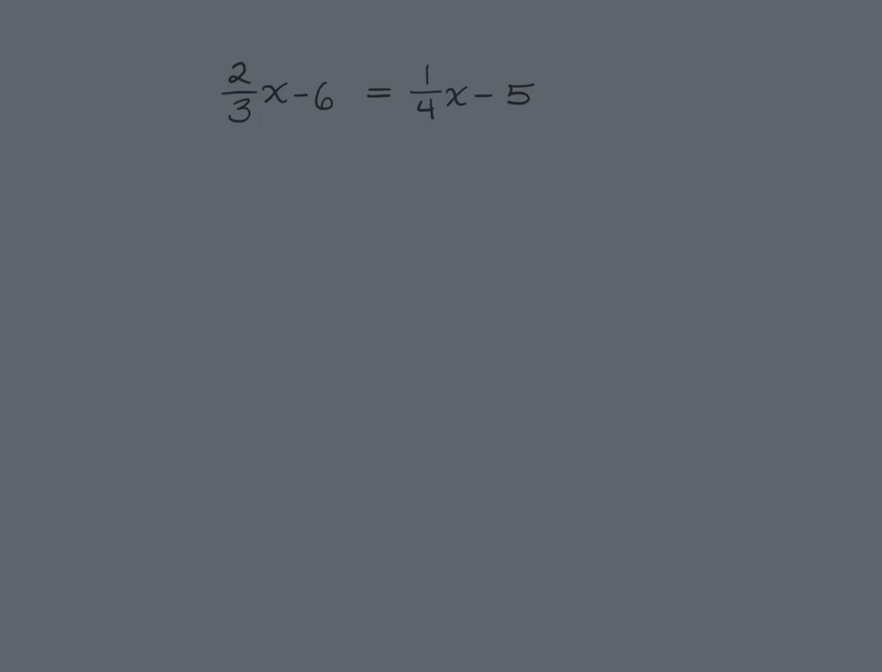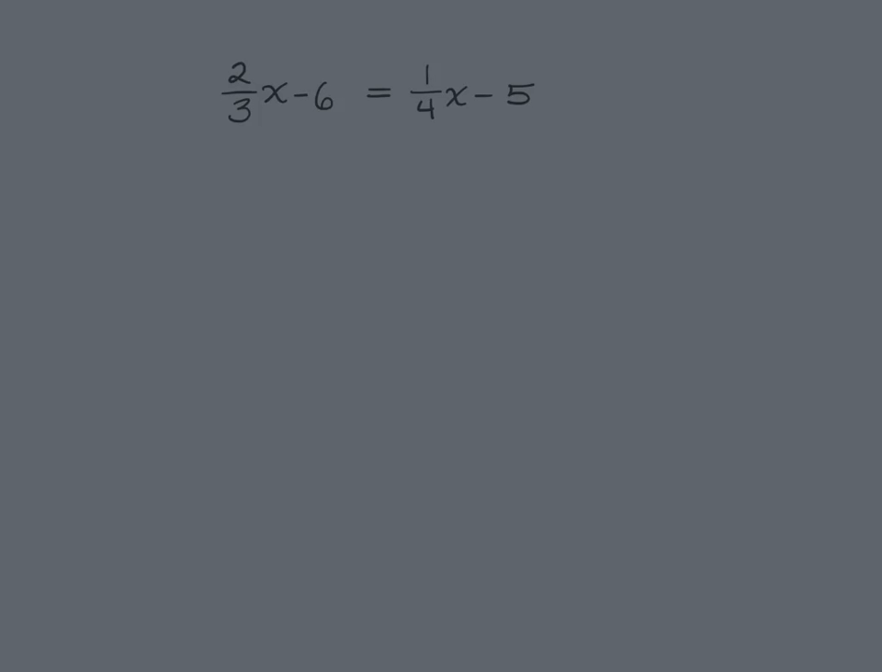Okay, now I am going to show you how to clear fractions when your denominators are different. If you look at this side, first of all, we're going to check and see if both sides are simplified. 2/3 x minus 6, those cannot be combined, so I know this side is simplified. 1/4 x minus 5, those are not like terms, they cannot be combined, so that side is simplified. Now I'm going to look at my denominators. I've got a 3 and I have a 4.